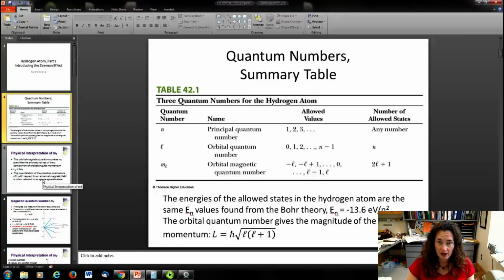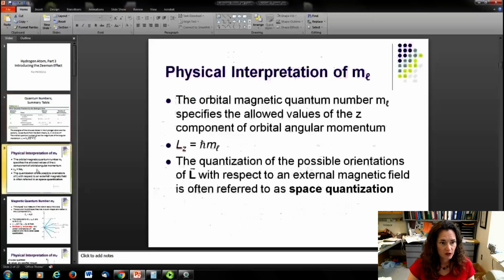Remember that m sub l is called the magnetic quantum number, and its values run from minus l to plus l in integer steps. So the values of m sub l are fixed once you've chosen your value of l. It turns out that what the magnetic quantum number actually means is that it gives the z component of that angular momentum. The z component of the angular momentum is equal to h bar times the magnetic quantum number m sub l. What this means is that the direction of L is somewhat fixed by the magnetic quantum number. This idea is called space quantization.